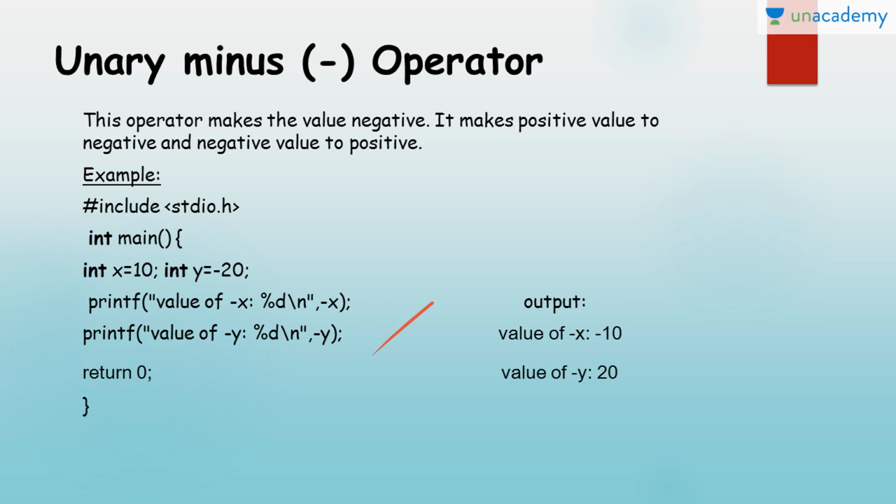Minus x means it will make positive into negative, as we saw here because of the minus operator. So x is 10, so it will make it minus 10. So minus 10 will be our final value for x. But y we first declared as minus 20, so if you want to print minus y, it will be minus of minus 20. So the final answer we will obtain is 20. We saw here it changes a negative value to positive because of the unary minus operator.